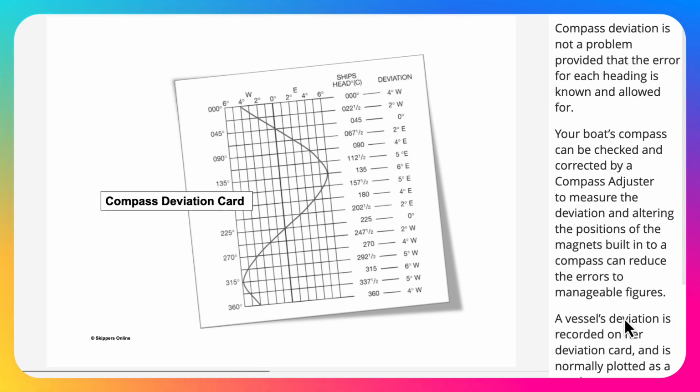A vessel's deviation is recorded on her deviation card and is normally plotted as a graph. Take a look at the example of a deviation curve given inside the back cover of your RYA Training Almanac. Of course, you'll never find a curve in a real almanac, because each vessel has its own unique curve.